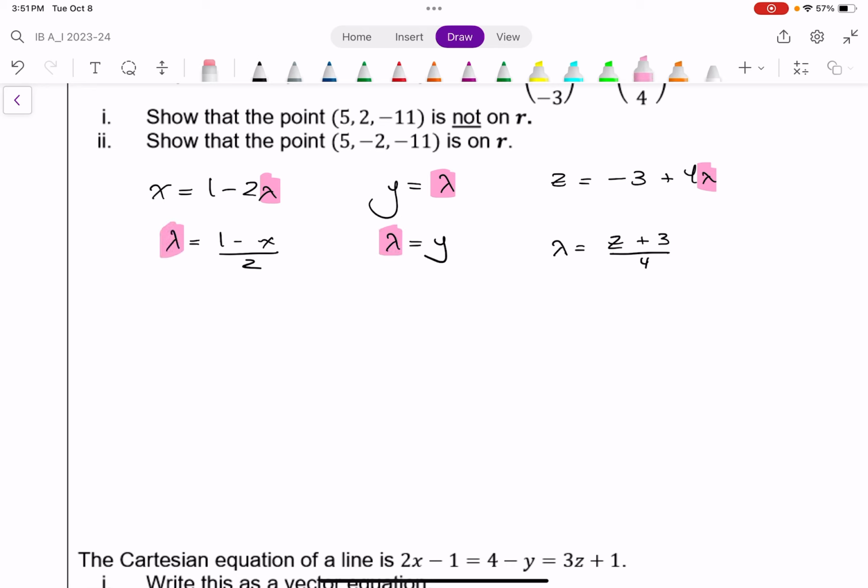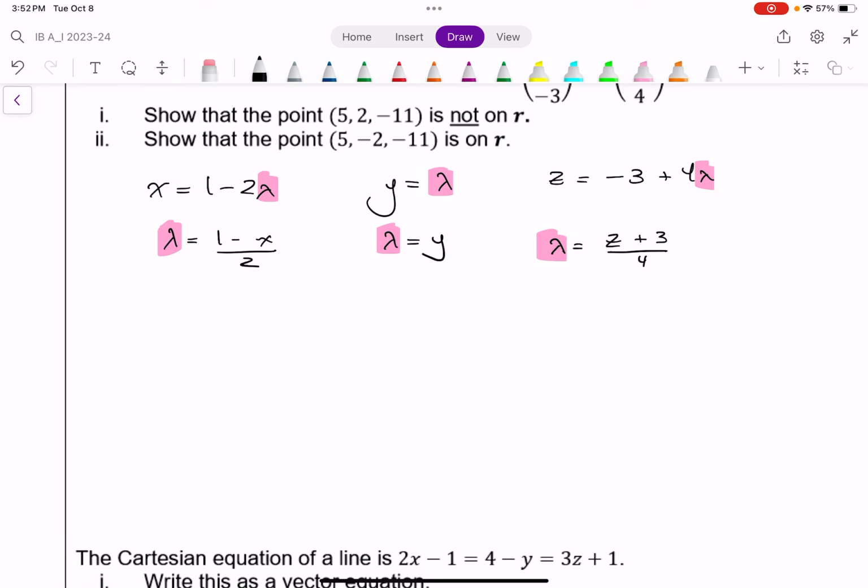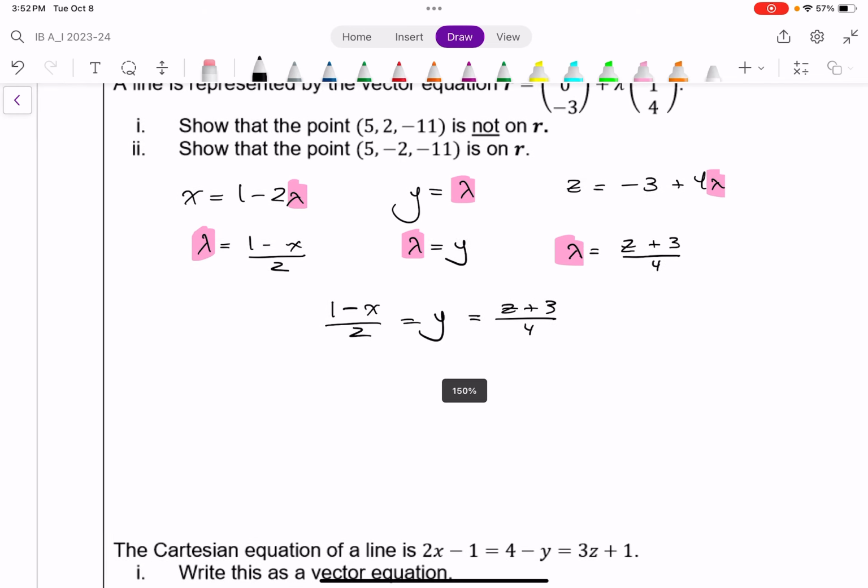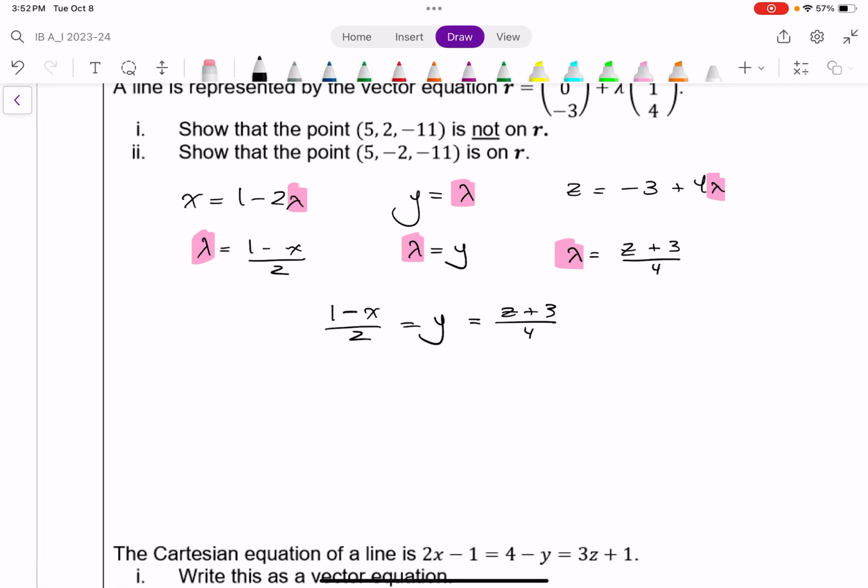And since these all equal the same constant, these equations all equal each other. And now that's written in Cartesian form, so 1 minus x over 2 is equal to y, which is also equal to z plus 3 over 4. And now I can quite quickly check these points.